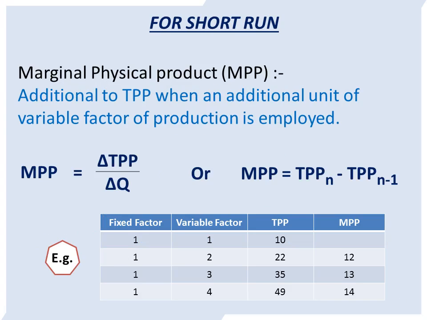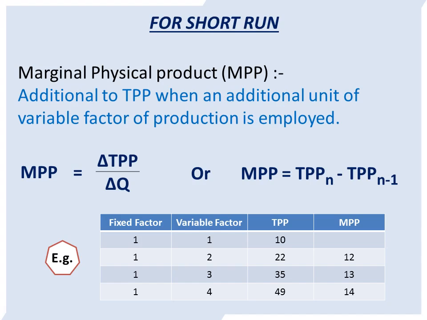Next is MPP, marginal physical product. Every term with marginal is important in definitions. It is the addition to TPP when an additional unit of variable factor of production is employed. So MPP can be written as change in TPP upon change in Q, or MPP can also be written as TPPn minus TPPn minus 1.